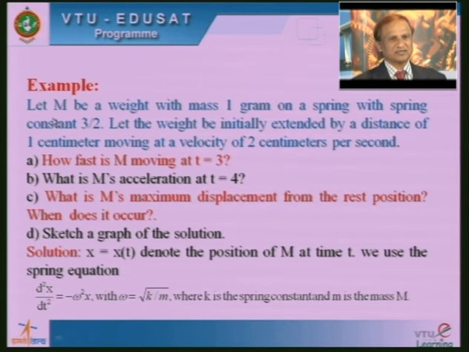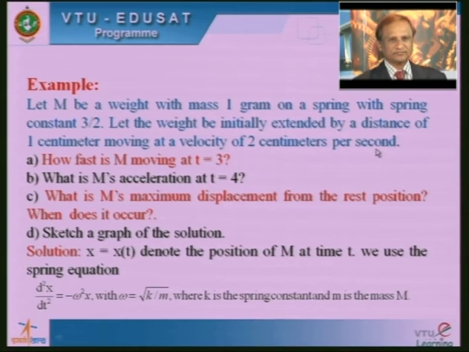It is given that M is a weight with mass 1 gram on a spring with spring constant 3/2. Let the weight be initially extended by a distance of 1 centimeter, moving at a velocity of 2 centimeters per second. They have given this much information and they have asked us to calculate.